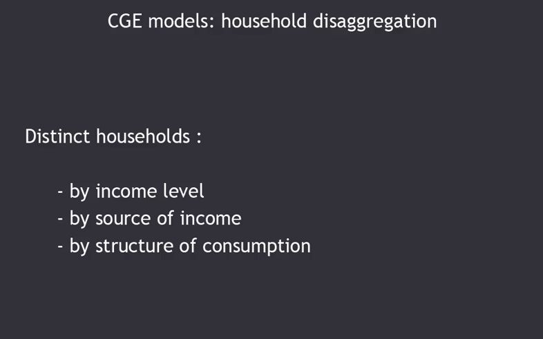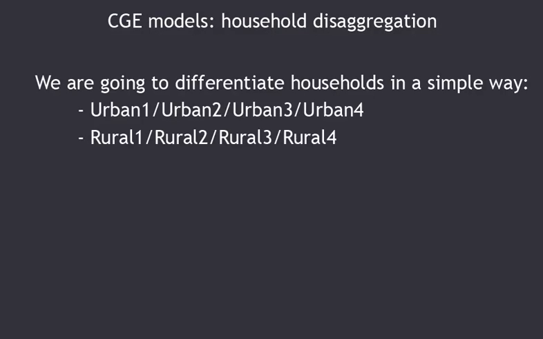We are going, therefore, to introduce household categories that will be different from one another. They will differ from each other by their level of income, poor households versus rich households, by their source of income. We will have capitalists, skilled workers, unskilled workers, landowners, and they will differ finally by the structure of their consumption. We are going to differentiate households in a simple way.